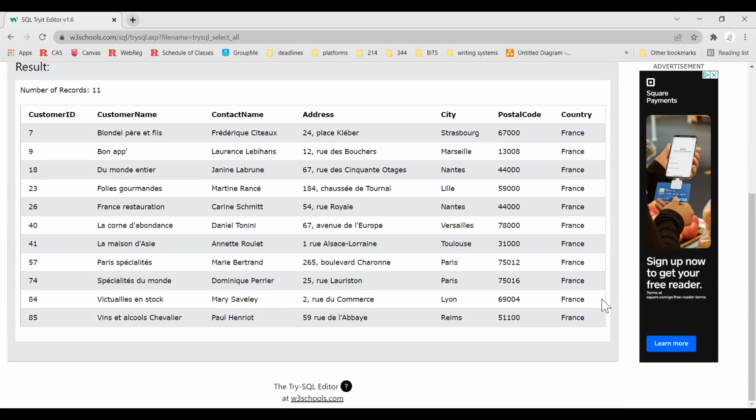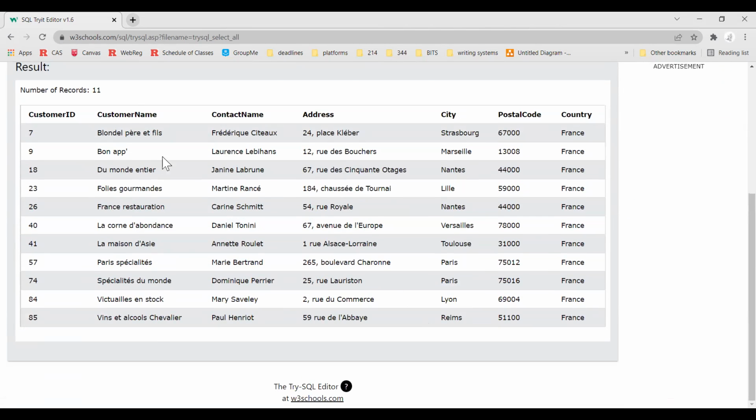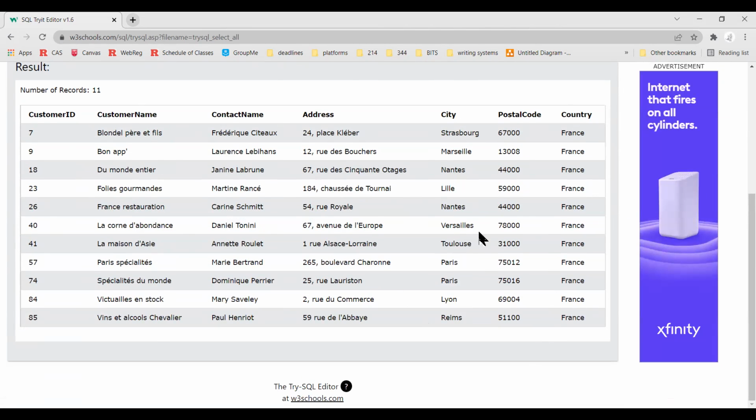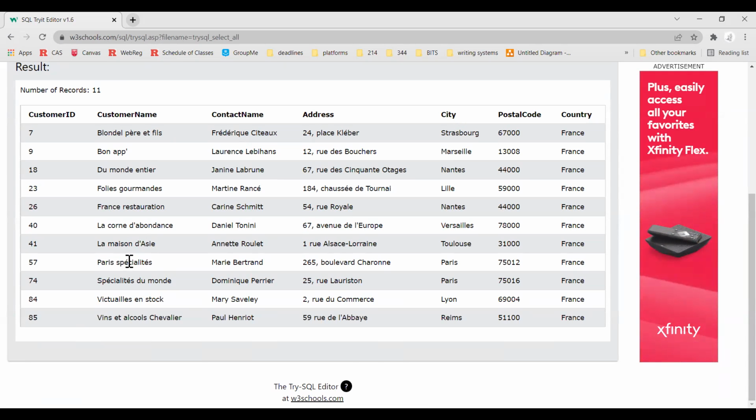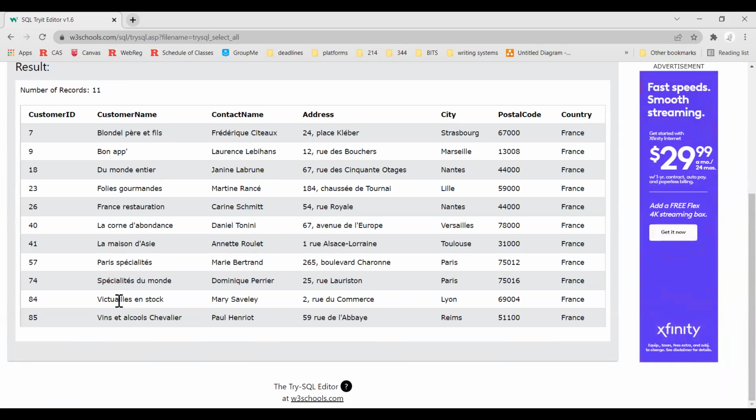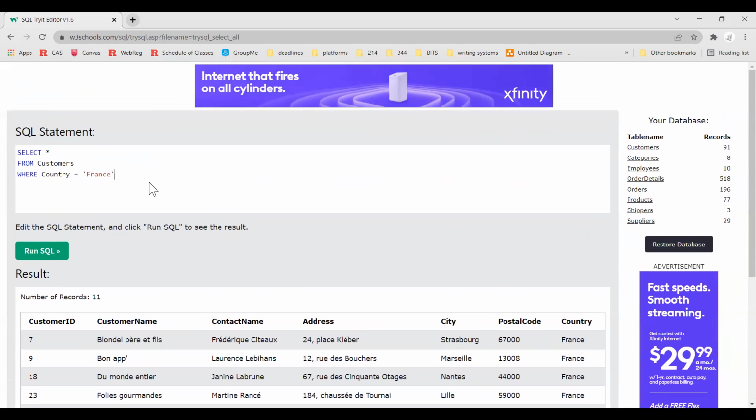All right, and now you can see all of these customers are living in France. Some of these are actually not people, as you can tell. These are probably like businesses or something. I don't know what victual means. My French teachers are regretting everything.